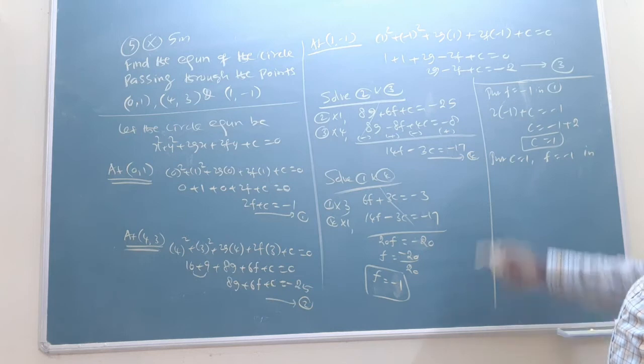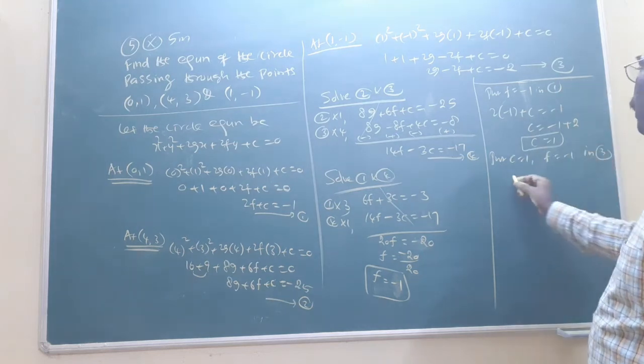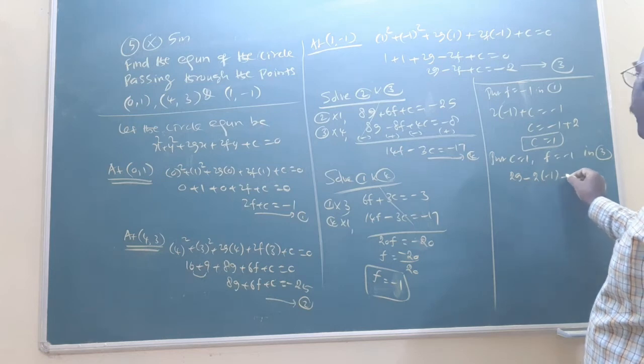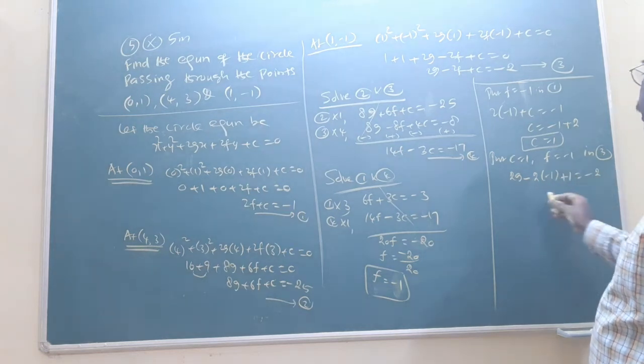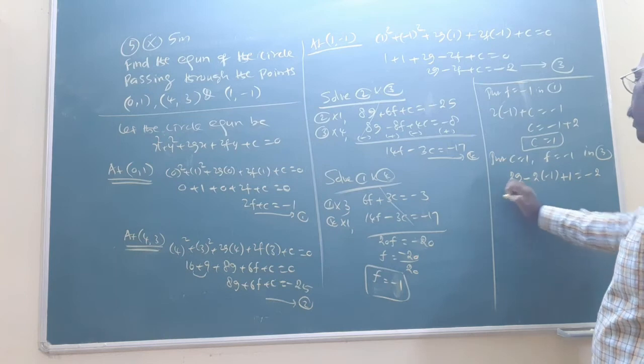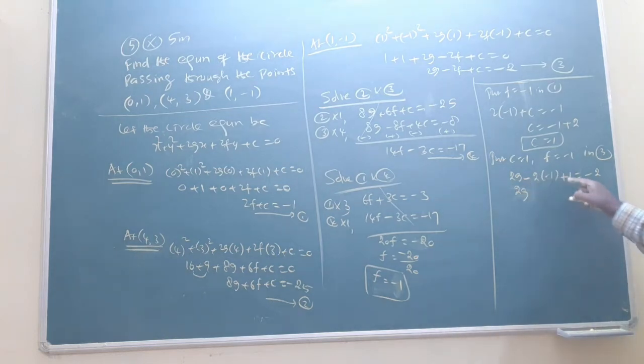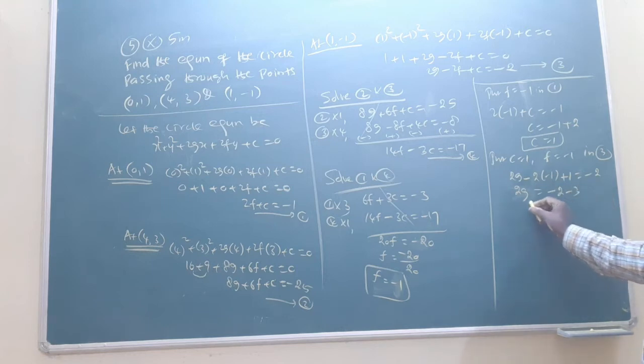In which one is it easy for you? The third equation: 2 into g minus 2 into minus 1 plus c, which is 1, equal to minus 2. Am I right? So 2g plus 2 plus 1, which is 3, equal to minus 2. Minus 2 minus 3, that is g is equal to minus 5 by 2.